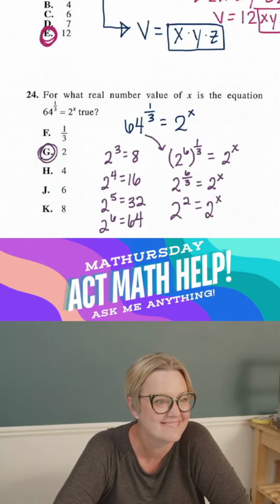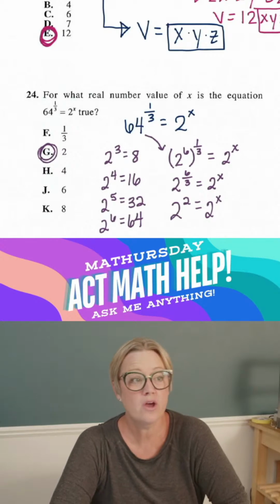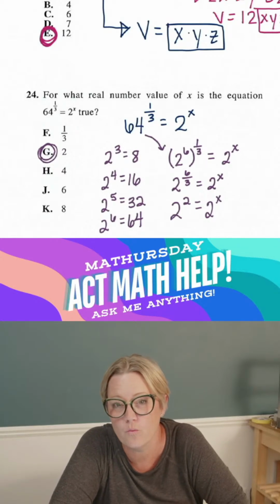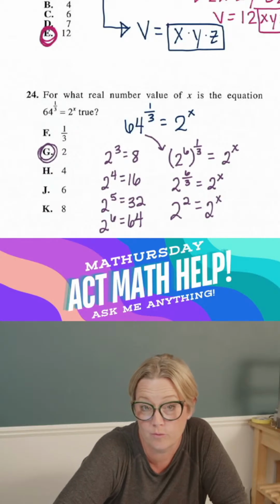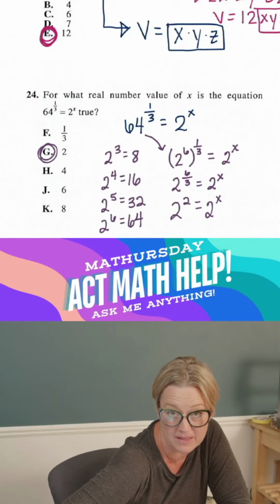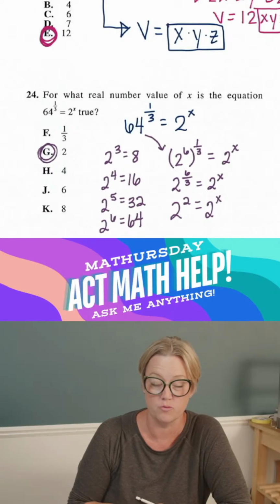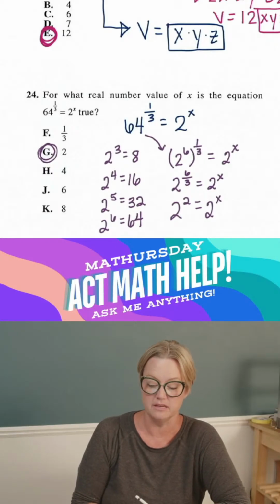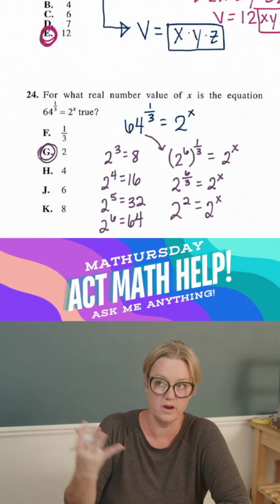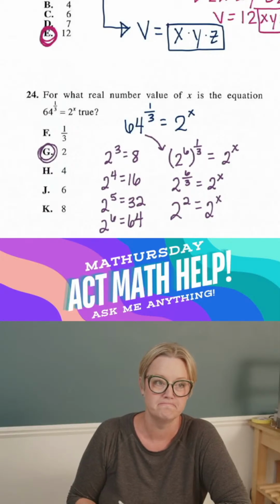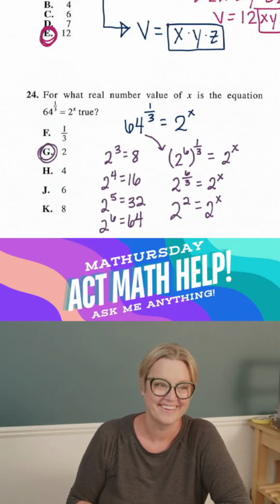And that's it. You could also look at this as 64 to the 1/3 being the same thing as the cube root of 64. So you can pop this into your calculator and look for the cube root of 64, which is 4. And 4 equals 2 squared, so x would be 2.